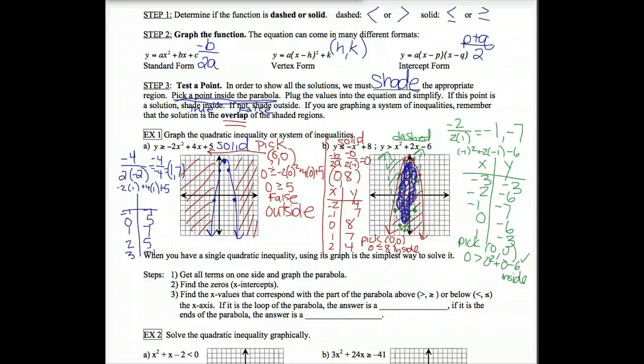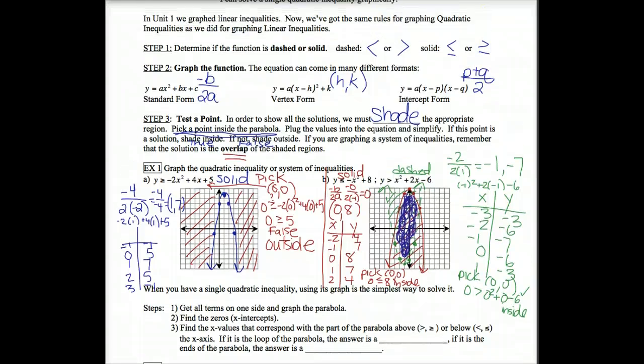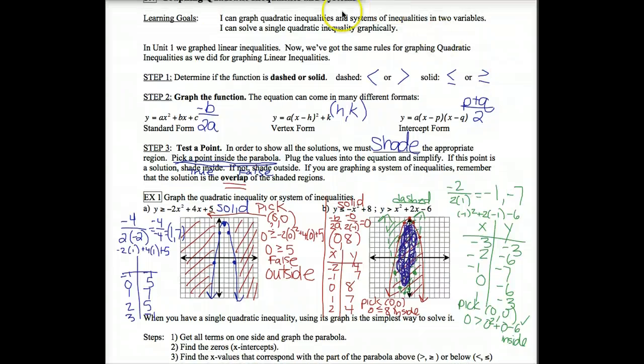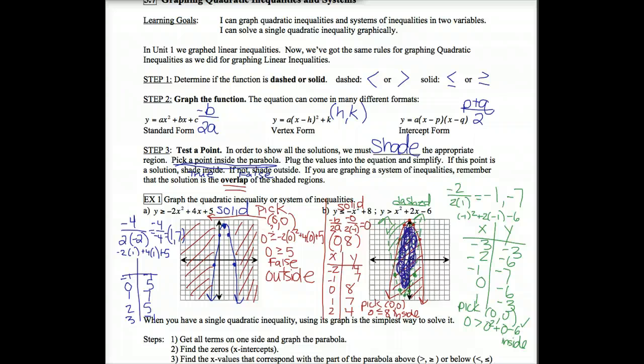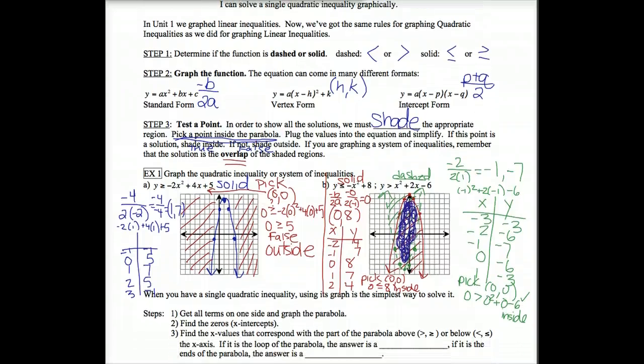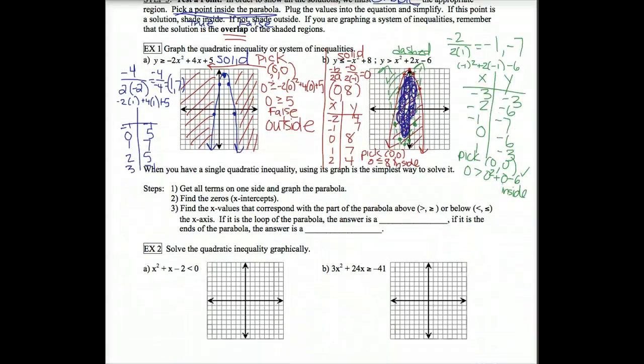All right, so that wraps up our first learning goal. We graphed a quadratic inequality, we graphed a system of inequalities where there were two variables, so that means we had y and x's. Now we need to also be able to solve a single quadratic inequality graphically. So that means there is no y, it's just an x.